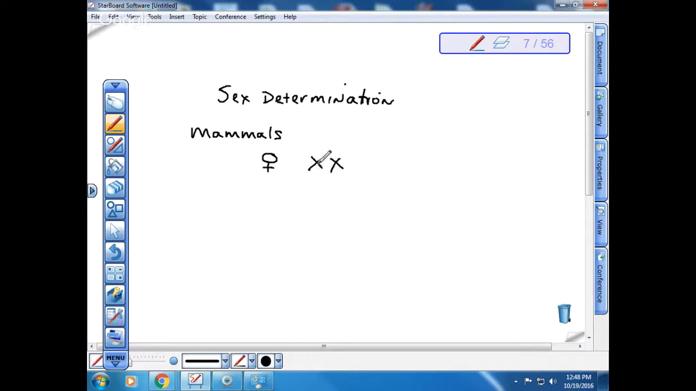So the female has 2 copies of the X chromosome. So they are said to be homogametic. And what that means is that they can only produce eggs with the X chromosome, right? So the males in mammals are XY, and they are heterogametic, meaning that some of the sperm have the X chromosome and some of the sperm have the Y chromosome.